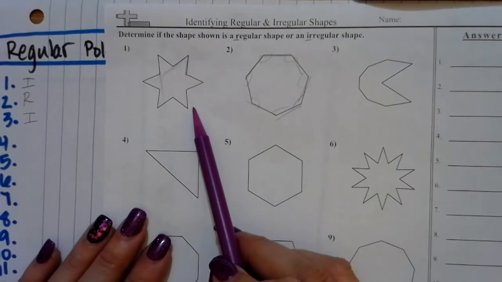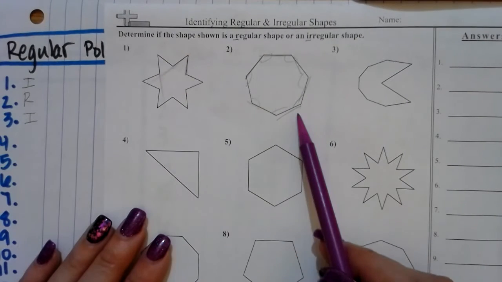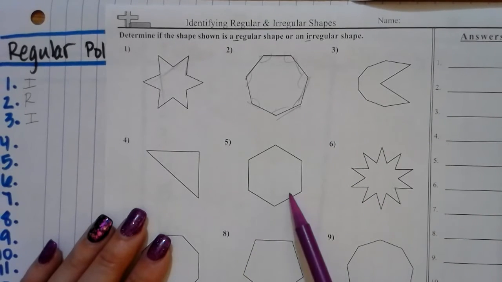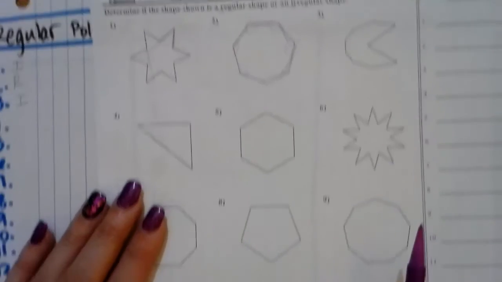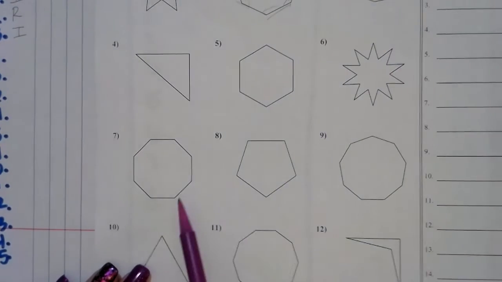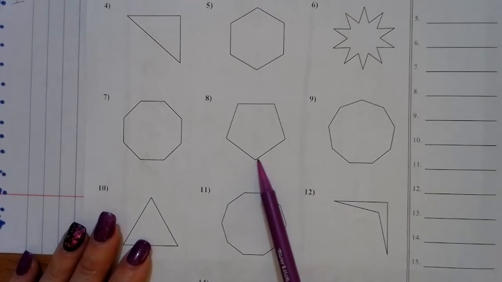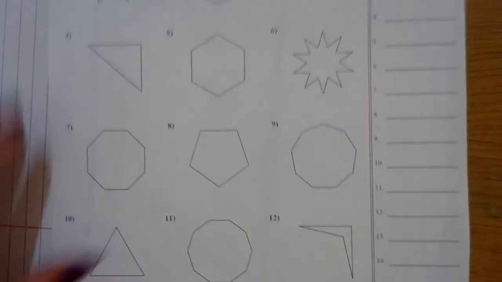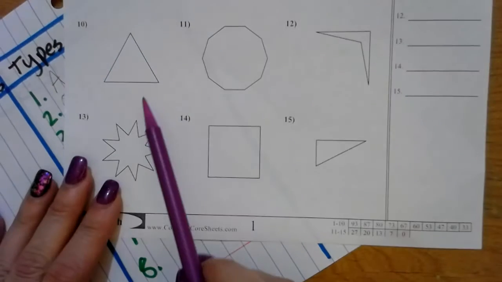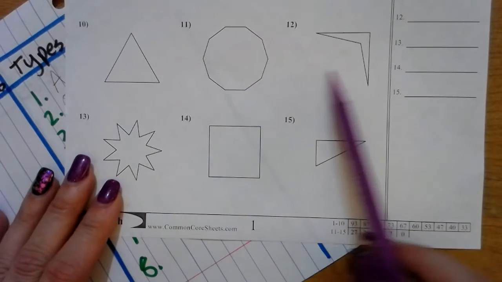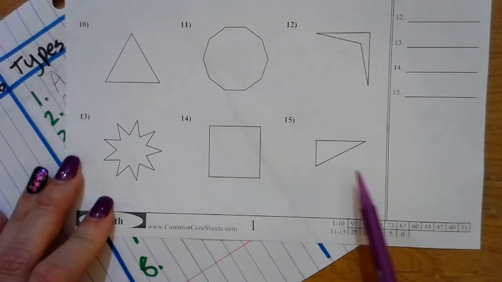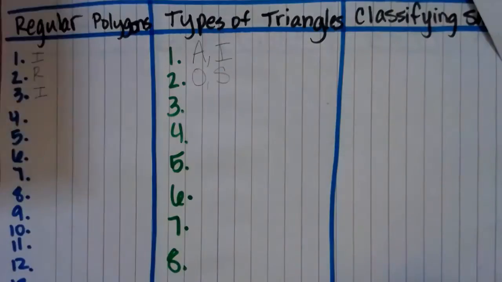Ready? There's 1, 2, 3, 4, 5, 6, 7, 8, 9, 10, 11, 12, 13, 14, 15. So that goes with regular polygons. My apology. I don't know what I was thinking.